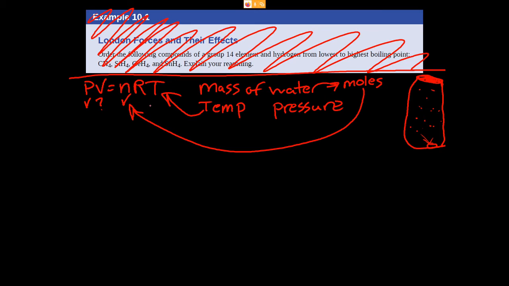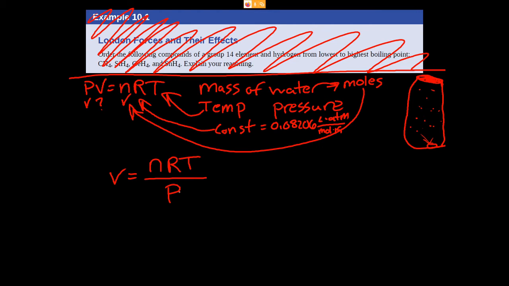And then R is the gas constant, which is 0.08206 liter atmospheres per mole K. And so you're given everything you need there, although you have to do a little bit of conversions with some of them to plug in and solve for V. So you would end up with that. So you would just divide both sides by P to get the volume by itself.